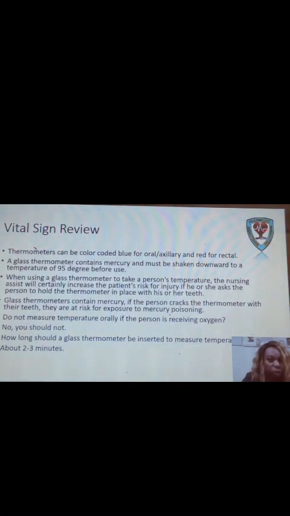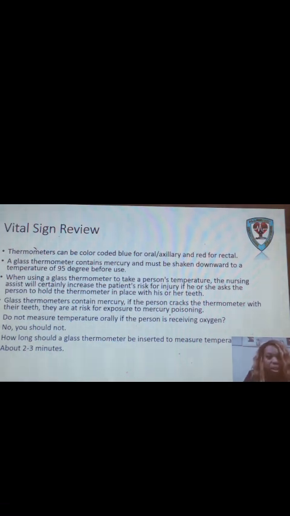The average temperature for an adult is 98.6 degrees. Thermometers can be color-coded. The blue end of the thermometer is for oral and axillary temperatures, and the red tip thermometer is for rectal. You never want to use the red tip thermometer in the mouth or the blue tip thermometer in the rectum. You should use the appropriate monitor for the orifice that you're measuring.